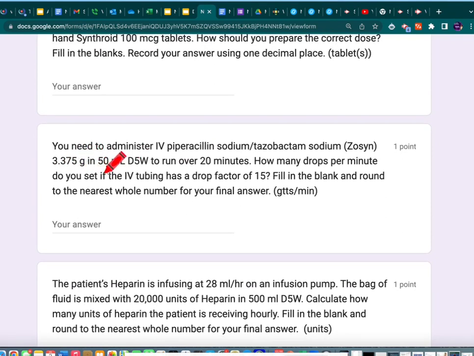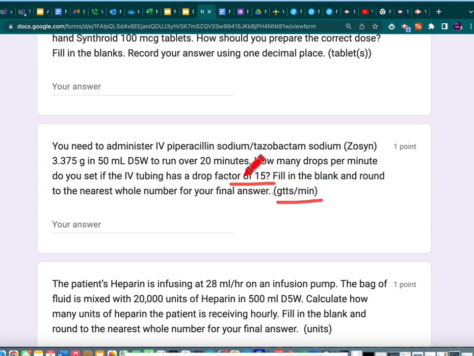3.375 grams in 50 mils of D5W to run over 20 minutes. How many drops per minute do you set if the IV tubing has a drop factor of 15? Okay, fill in the blank and round to the nearest whole number for your final answer. And your final answer will be in drops per minute.